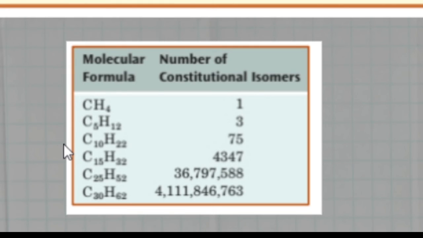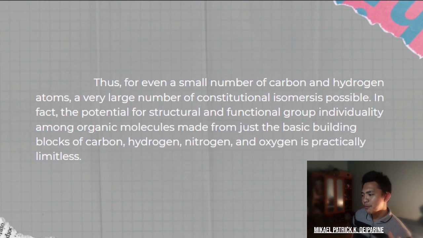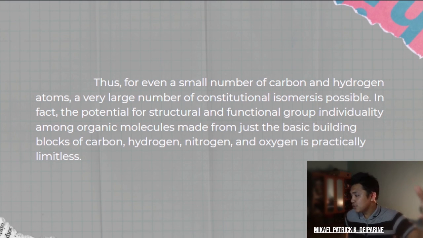Here in the table, we can see the molecular formulas with their corresponding constitutional isomers. And as we can observe, as the number of carbon atoms increases, the number of constitutional isomers also increases. Thus, for even a small number of carbon and hydrogen atoms, a very large number of constitutional isomers are possible. In fact, the potential for structural and functional group individuality among organic molecules made from just the basic building blocks of life, carbon, hydrogen, nitrogen, and oxygen, is practically limitless.